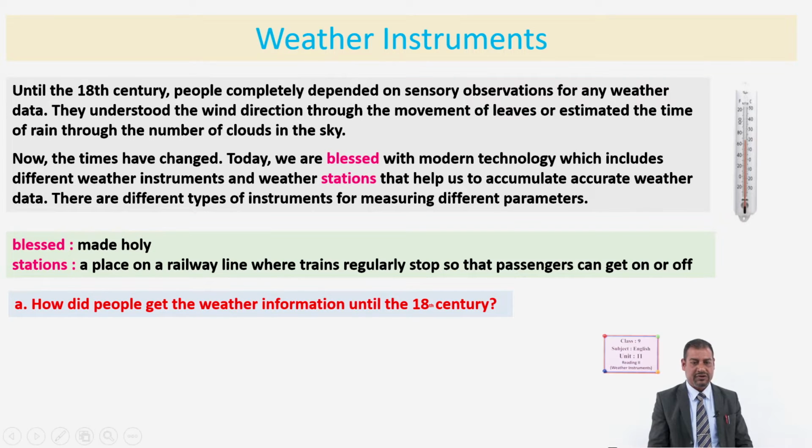Dear students, now I want to give you the questions from our textbook that you get at the end of the text. The question for you is, how did people get the weather information until the 18th century? Now you have to find its answer from the paragraph. Now all of you try to find it out.